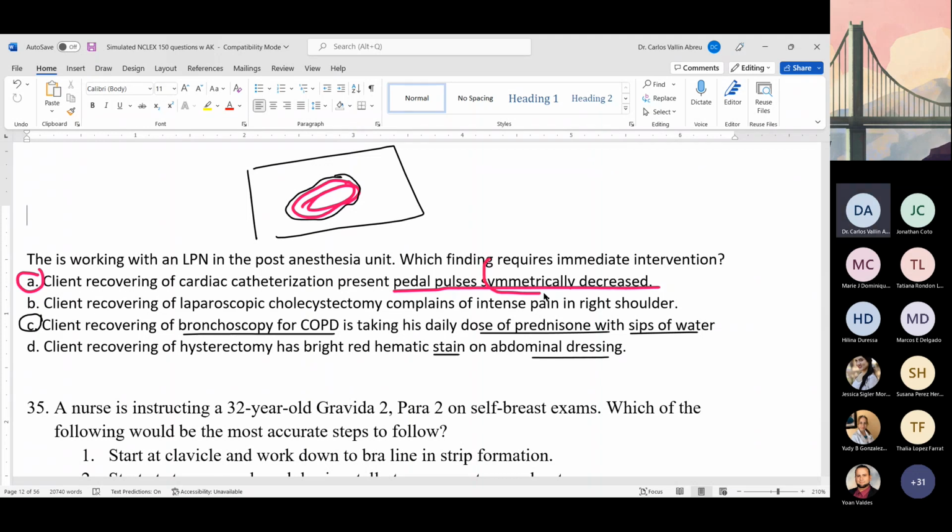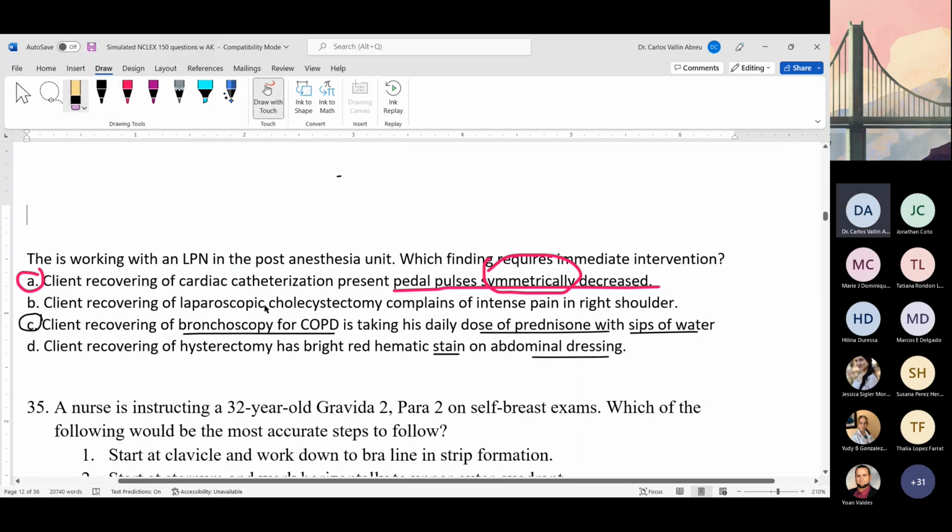Symmetrical. Because it's symmetrical. And you know, people that go to cardiac catheterization usually are old, are diabetic, have high cholesterol, etc., risk factors for atherosclerosis, and also they suffer from peripheral arterial disease. That's why they have decreased pulses in the feet, but symmetrically. It's not related to the catheterization. Okay, good. We explored all the options.